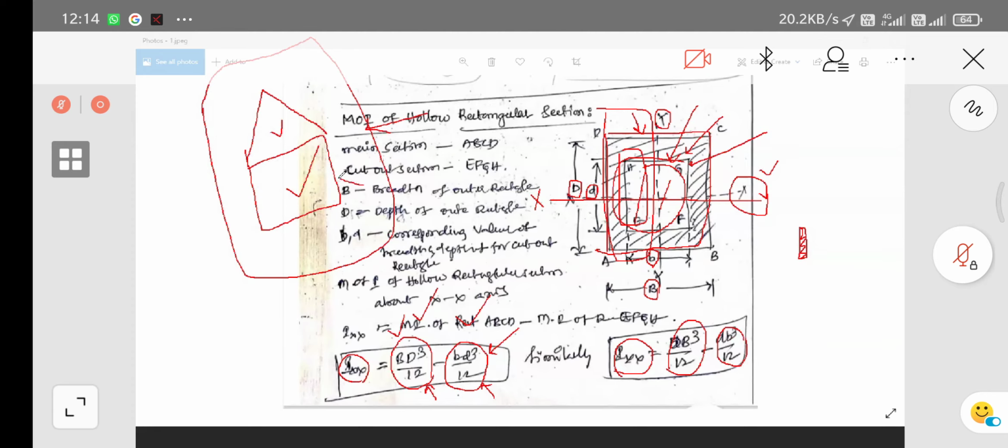One is rectangular in geometry, or otherwise you can assume it as a square-shaped geometry. This one is triangular in geometry. So the triangular and the rectangular or square geometry are combined, forming a new geometry. This is what we are going to call a composite section. So for this composite section figure, how do we find the moment of inertia?